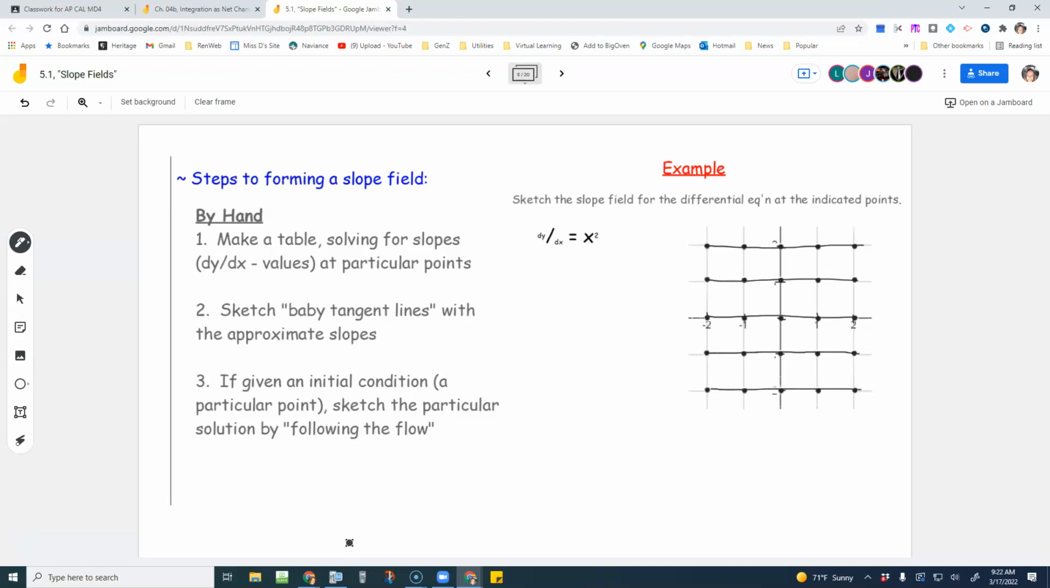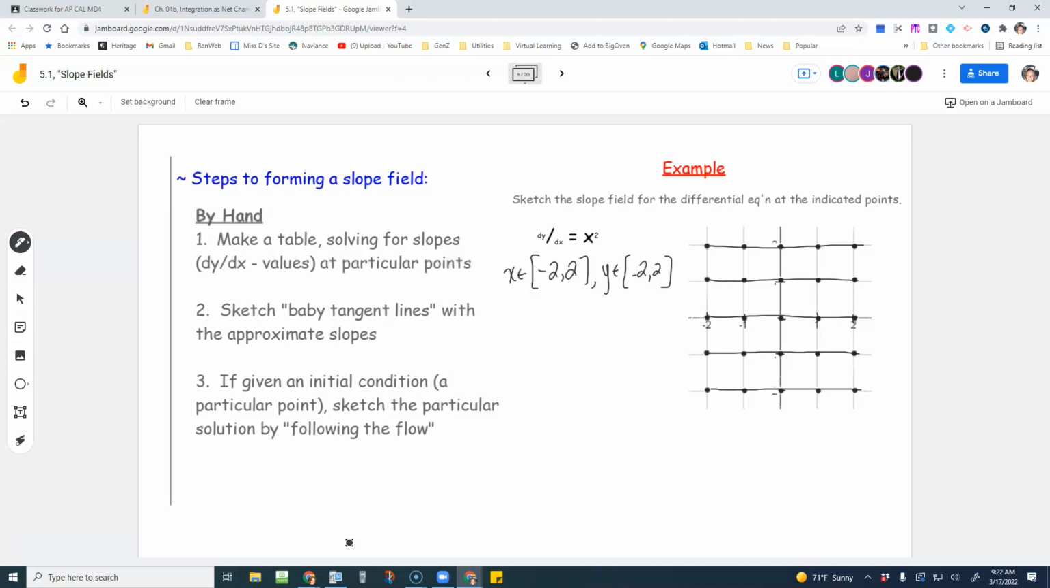Here's the objective, okay? The objective is to make a slope field for dy dx equals x squared. Super basic. dy dx equals x squared, okay? I'm going to give you some sort of restriction, some sort of size that you're going to be using. We're going to be using from -2 to 2 on the x's, just whatever's shown, and from -2 to 2 on the y's.